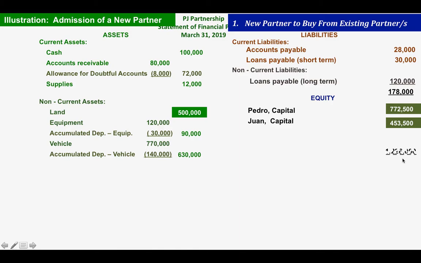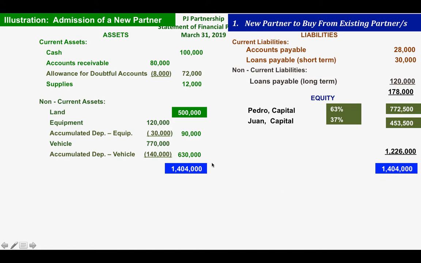Okay, and here the total asset is 1,404,000, and total liabilities and equity is likewise 1,404,000.